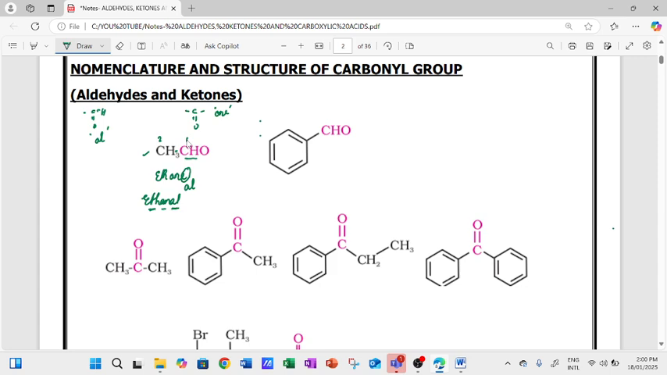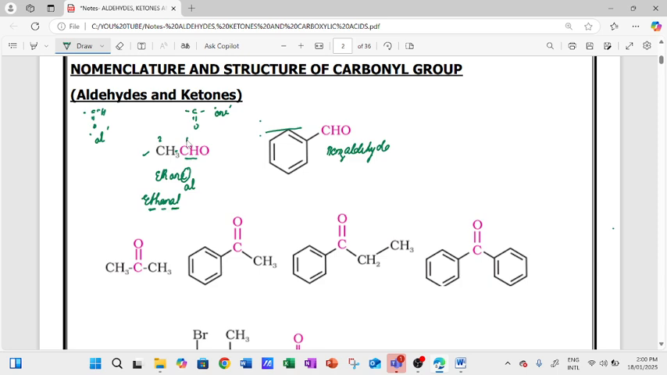Similarly, this question: benzene with the CHO. It has a common name, benzaldehyde. Benzaldehyde is a common name, and this common name is already accepted by the IUPAC system. So we always use it as both a common and an IUPAC name. But still, it has a systematic IUPAC name.